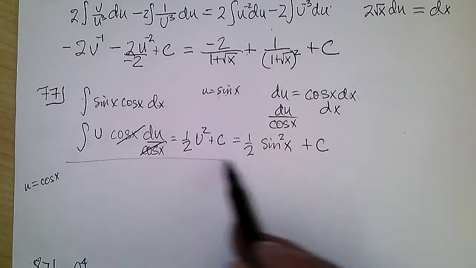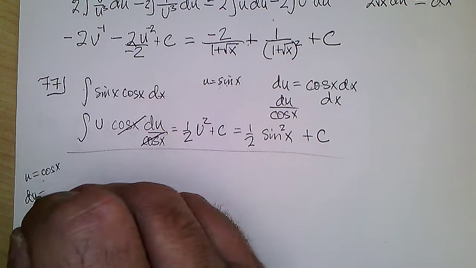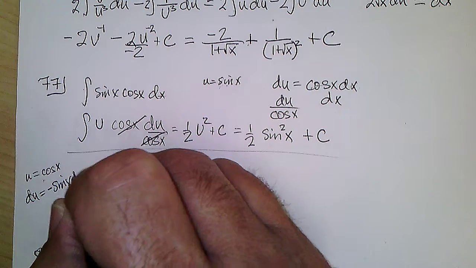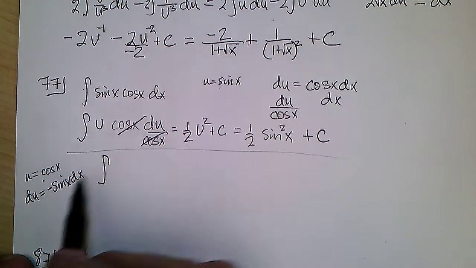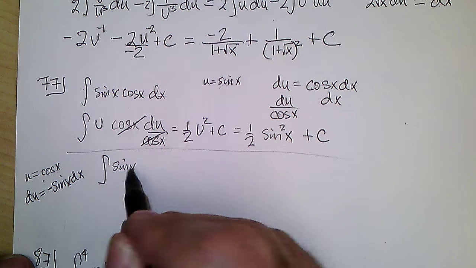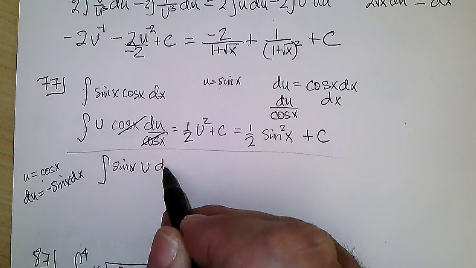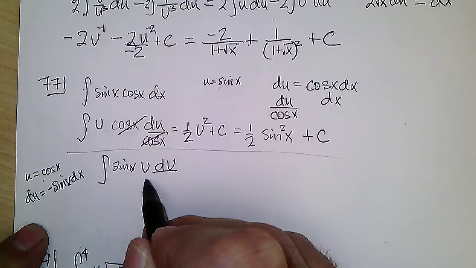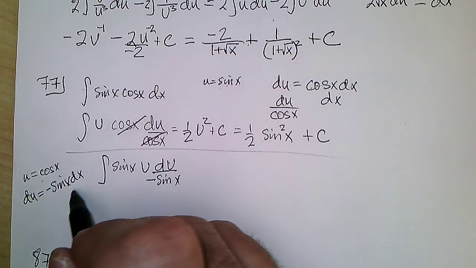If we did it with u being cosine of x, du would be, derivative of cosine is negative sine of x dx. So we'd get the integral of, we leave the sine of x there, the cosine is our u, and du over negative sine x is what I'm going to put in for dx.